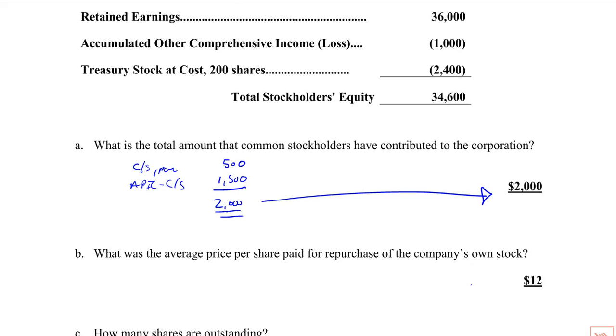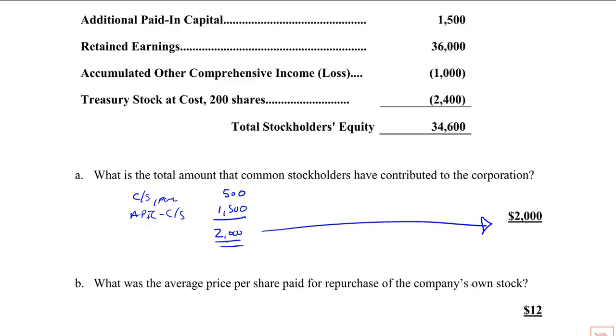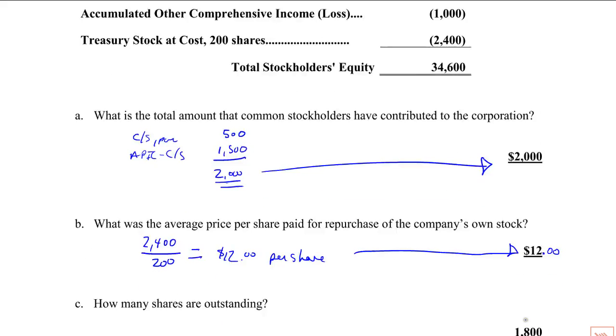What was the average price per share paid for repurchase of the company's own stock? Well, those are treasury shares. And it tells you that the total cost was 2,400, and there are 200 shares in there. That equals 12 per share. On these questions, go to the nearest penny, 12. All right, on the per share questions, otherwise to the nearest dollar for balances.